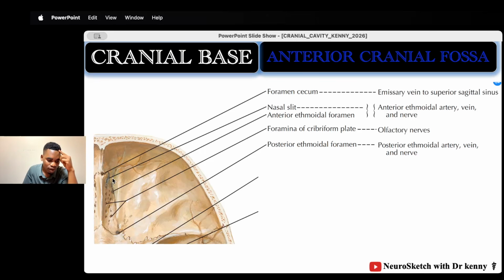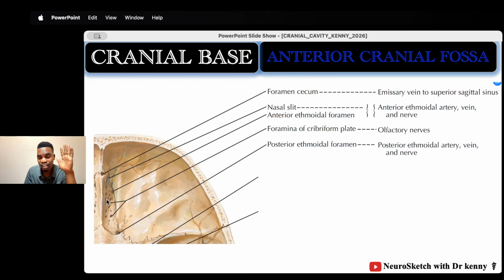And then you have your nasal slit here. You have a nasal slit as well as the anterior ethmoidal foramen. So the nasal slit and the anterior ethmoidal foramen are for your anterior ethmoidal VAN, the anterior ethmoidal vein, artery, and nerve. Anterior ethmoidal VAN. And next is going to be your famous foramina of the cribriform plate.